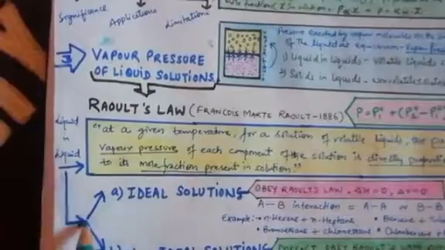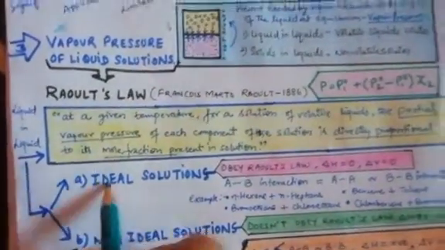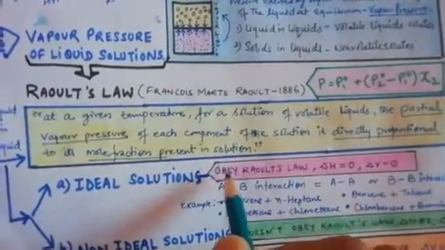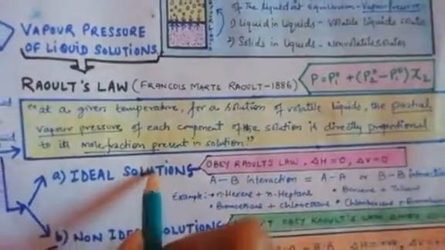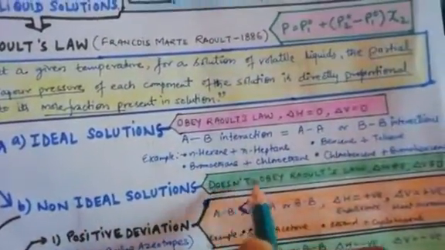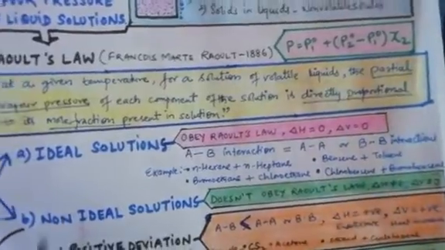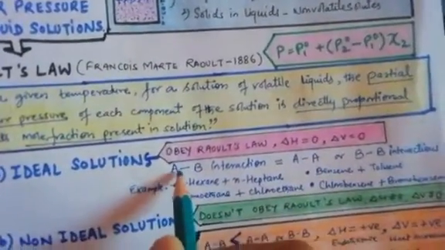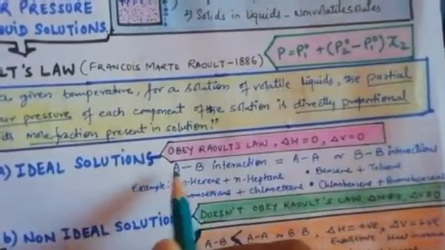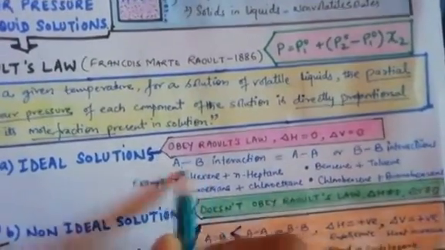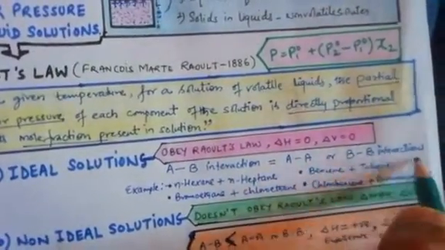Okay. So in liquids there are two types of solution. One is ideal solution, second is non-ideal solution. What is an ideal solution? Those solutions which obey Raoult's law, which have delta H equal to 0 and delta V equal to 0, are known as ideal solutions. And a non-ideal solution doesn't obey Raoult's law and has delta H not equal to 0 and delta V not equal to 0. So we can differentiate them by molecular interaction: in an ideal solution, the A-B solute-solvent interaction in solution is equal to the pure solute or pure solvent interaction.